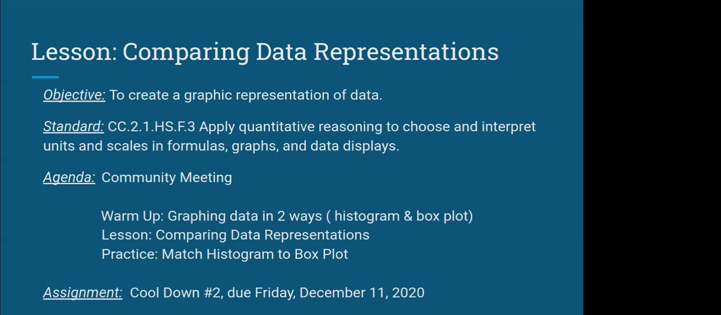Our agenda is we are going to have a community meeting. Then we're going to warm up. We're going to graph data in 2 ways. We are going to talk about some of the characteristics of box plots, specifically because we've already talked histograms. And then we are going to talk about the things that we will look for when we are making comparisons. Then we're going to do a little practice. And then we will go over the assignment, which again is due today by midnight. So let's get with it.